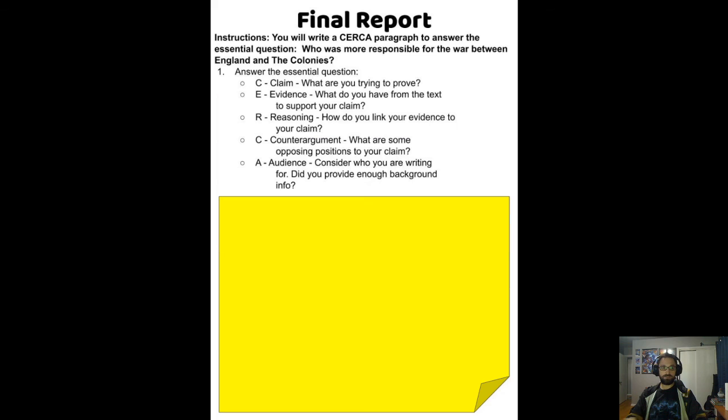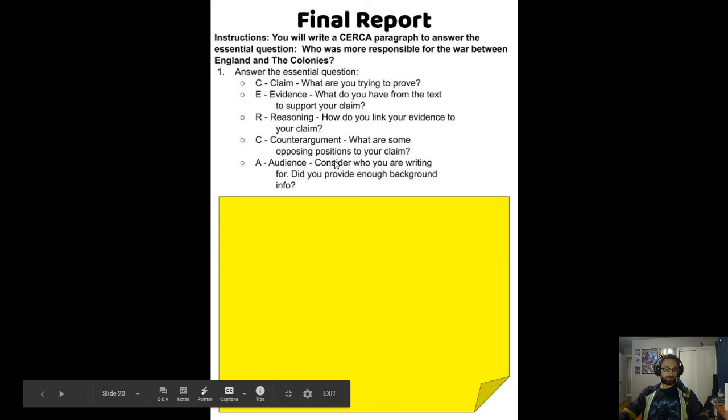And then the final slide, it says, you will write a CER paragraph to answer the essential question. Who was more responsible for the war between England and the colonies? Okay, so I want you to make sure that you follow all of these steps. Make sure you have all of these things included in your paragraph. Type it into this little post-it note. If you double-click the post-it note, it'll let you type.